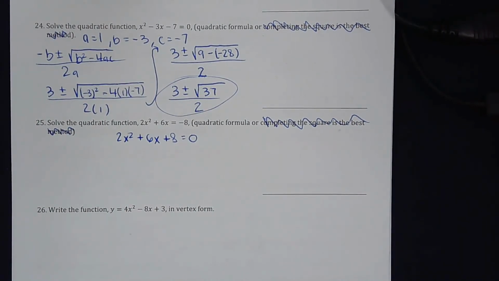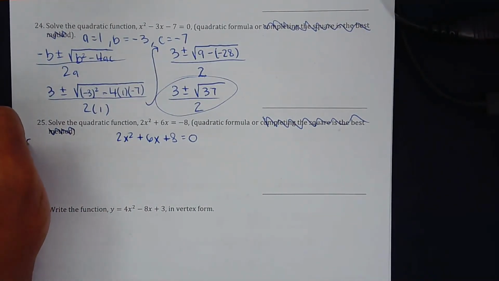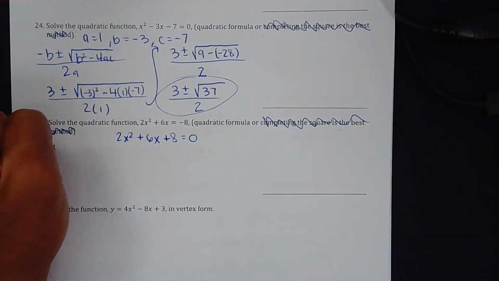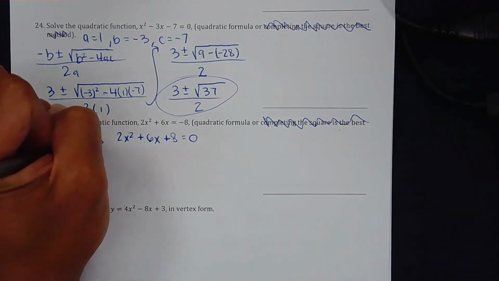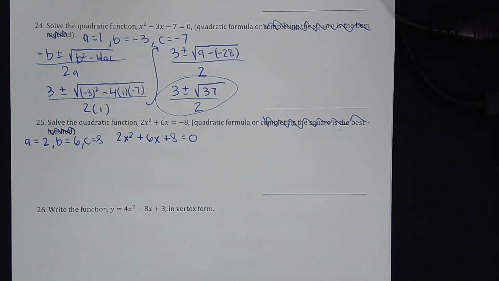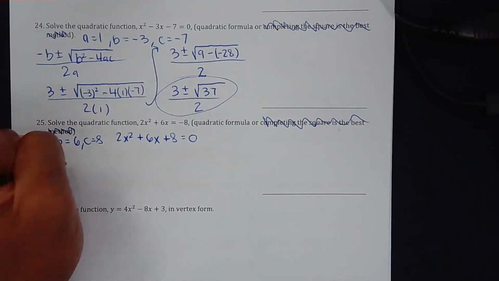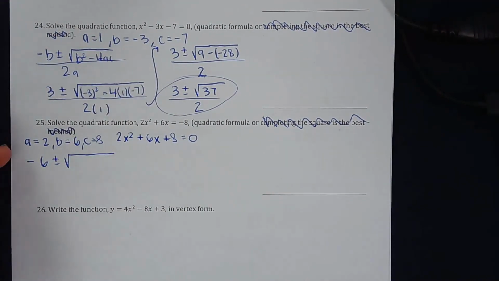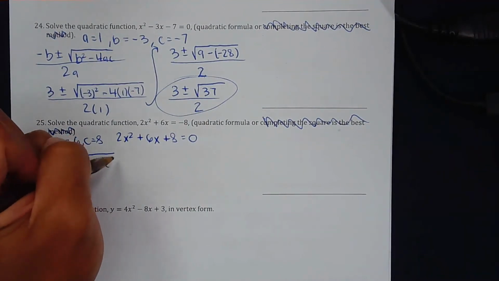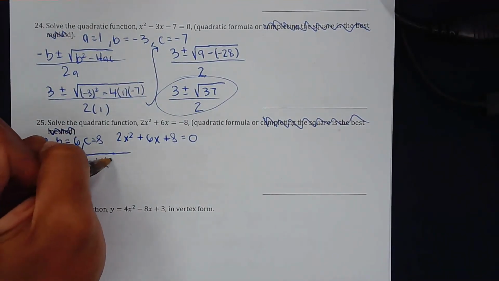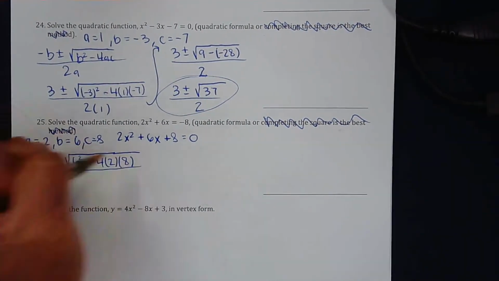All right, so we go ahead and use our quadratic formula up here. Let's go ahead and write our letters. A is equal to 2, B is equal to 6, C is equal to 8. All right, so we have negative 6 plus or minus the square root of b squared, which is 6 squared, minus 4 times 2 times 8, all divided by 2 times 2.